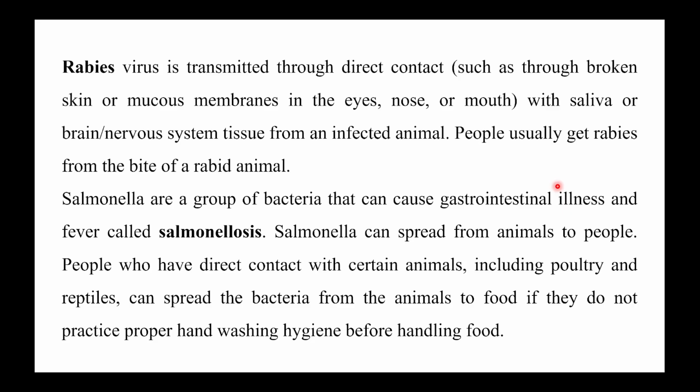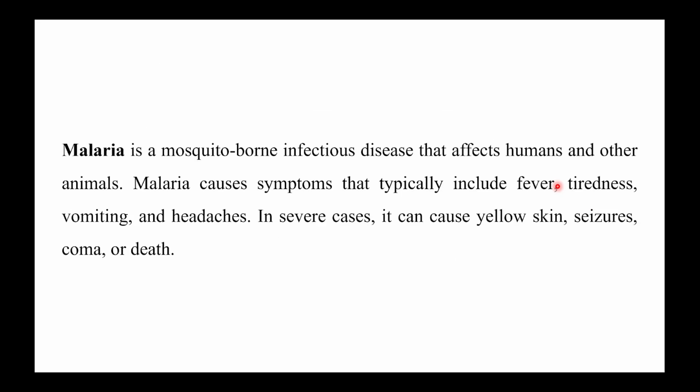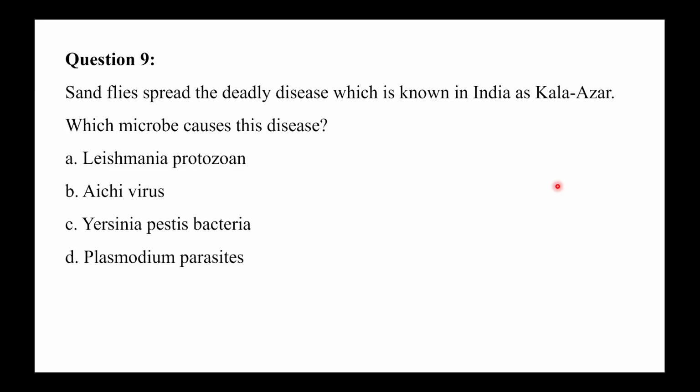Contains these bacteria, salmonella. That's why we are supposed to cook the food properly in order to kill these bacteria and wash the meat properly before cooking to get rid of this infection. This also gets transmitted from animals. Okay. And malaria I've already explained.